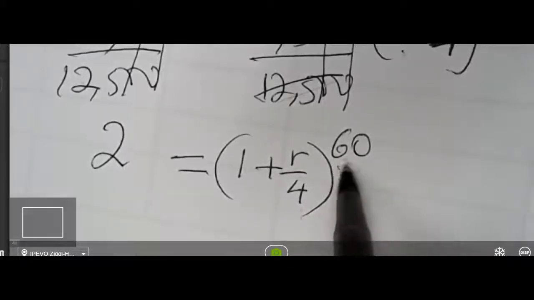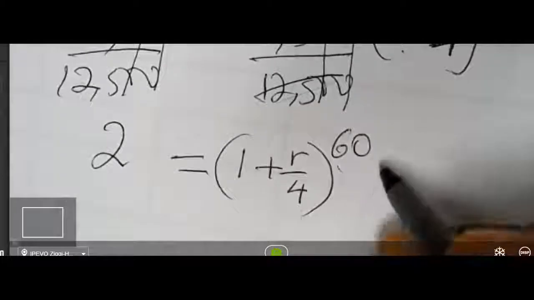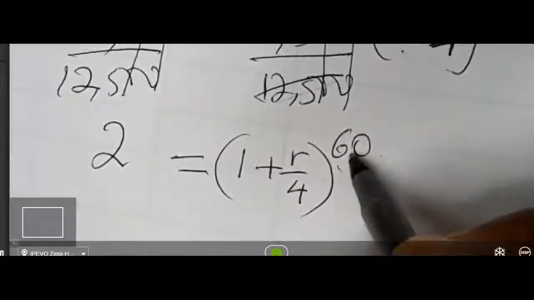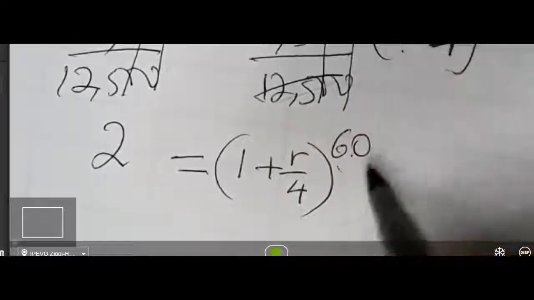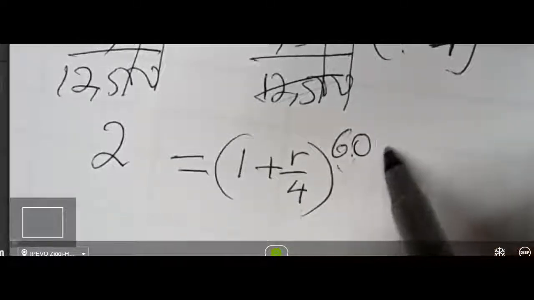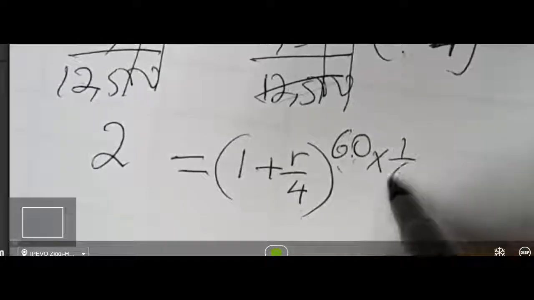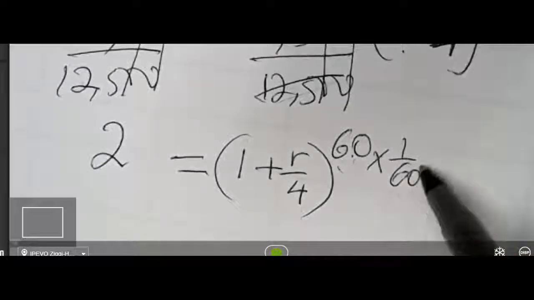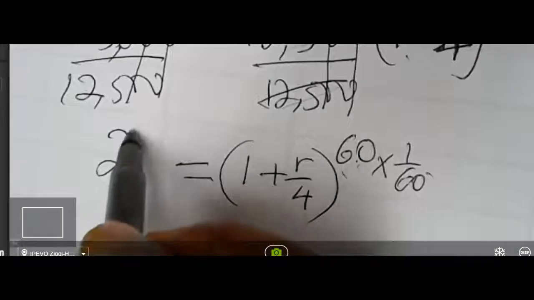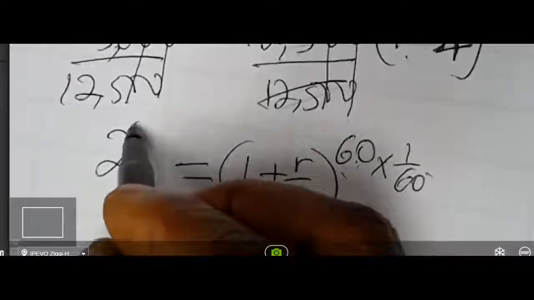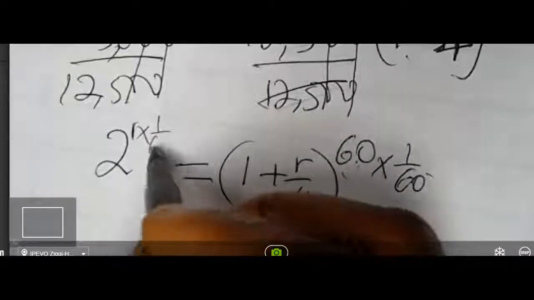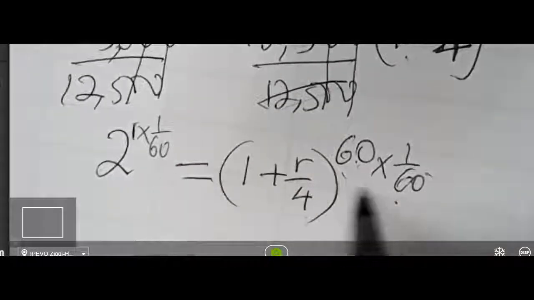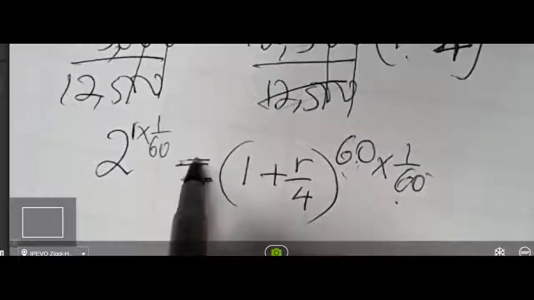And what can get rid of this? Since it is a number, we can multiply it by its reciprocal. A reciprocal multiplied by a number gives us 1. So the reciprocal of 60 is 1 over 60. And whatever we do to one side, we do to the other. Right now, the exponent of 2 is 1, so we multiply that by 1 over 60, like we did here, to make the equation balance.